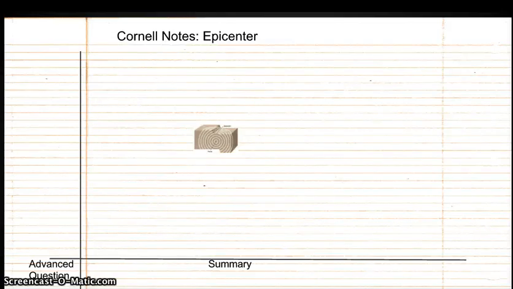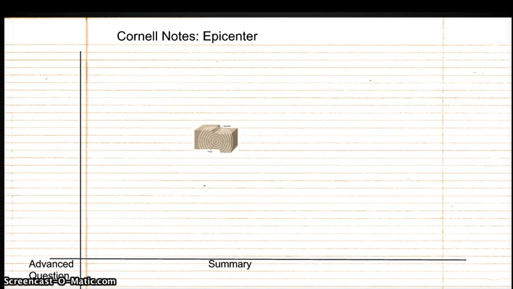Hello students, today you're going to take Cornell notes on epicenter. These are the ones where you write your question on the left and then a summary and advanced question at the end. There will be one thing you have to draw, but it's going to go here, so that's why the picture is already there. But we'll get to that in a minute. If the video is going too fast, remember, just pause it or rewind it.